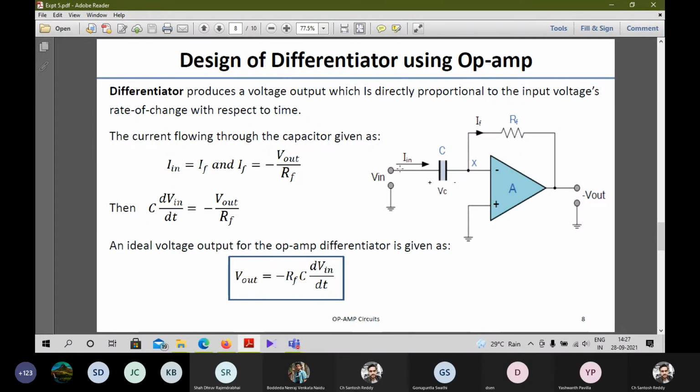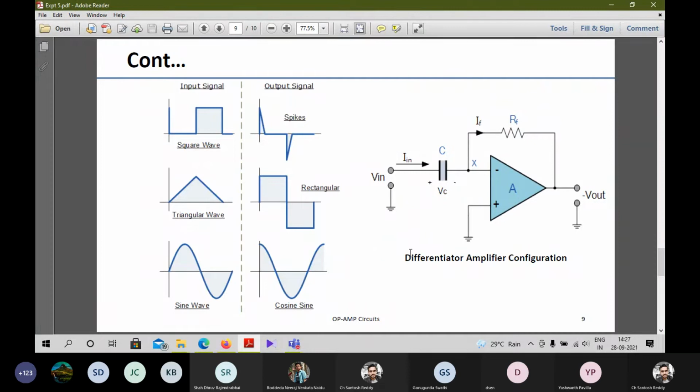Similarly, we have a Vin at the point of the inverting terminal. That's why this minus sign will be there, and this RF into C is the gain of our differentiator. So what will happen if we give certain inputs to this differentiator circuit? If I give a square wave as an input, the differentiation of a square wave is a spike, a triangular wave's differentiation is rectangular, and a sine wave's differentiation is cosine. So like that, it will give different outputs.